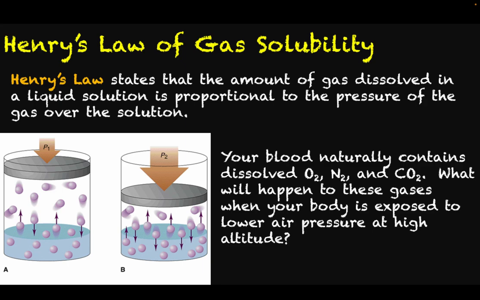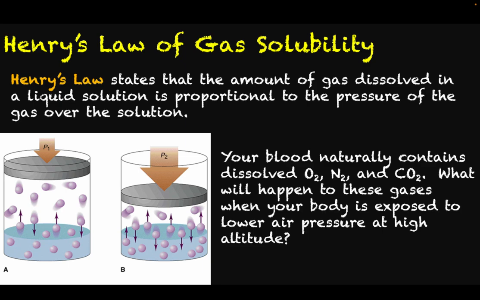So the question then becomes, if we are used to being exposed to an ambient air pressure at sea level of 760 millimeters mercury, or a little over 1 bar, or whatever units you want to use, and then suddenly we get in an airplane and we ascend to about 28,000 feet cruising altitude, what is going to happen to those gases, according to Henry's law, when we are now being exposed to a much lower ambient air pressure?